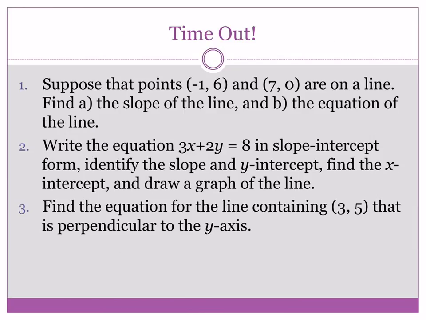Okay, this one says timeout. We're going to work through these together. So suppose that these points are on a line. Find the slope of the line and the equation of the line. We're going to do these one at a time, so let's just pause and do number 1. So we have this point and this point. Part A is to find the slope, and part B is to find the equation.